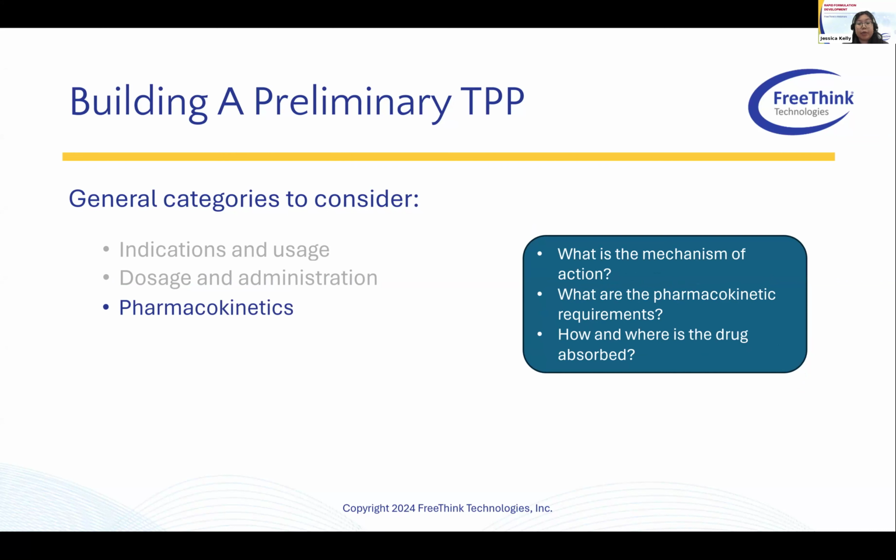In the next section, pharmacokinetics, we may ask questions like, what is the mechanism of action? What are the pharmacokinetic requirements? So are there any Cmin or Cmax considerations? And how and where is the drug absorbed? So is there any difference when the drug is dosed in a fed or fasted state? And is there a preference or requirement to dose without regard to food?